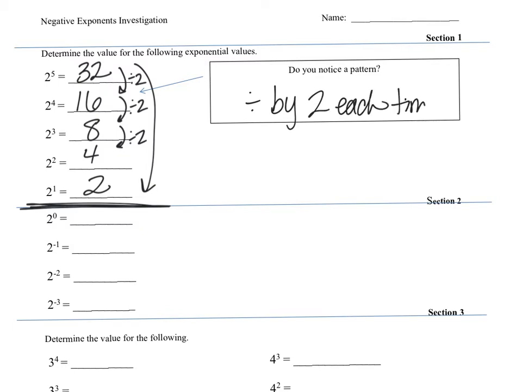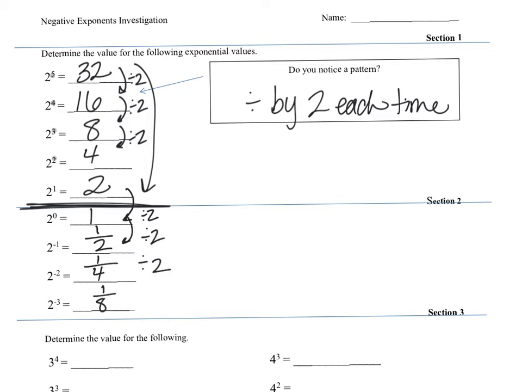So let's continue to follow that pattern. As we are decreasing our exponent, we are multiplying by 1 less factor of 2, and so the values are being divided by 2 each time. If I follow this pattern, 2 divided by 2 is 1. Let's do it again. Let's divide 1 by 2. That would be 1/2. If I divide by 2 again, I would have 1/4. And one more time, I would have 1/8.